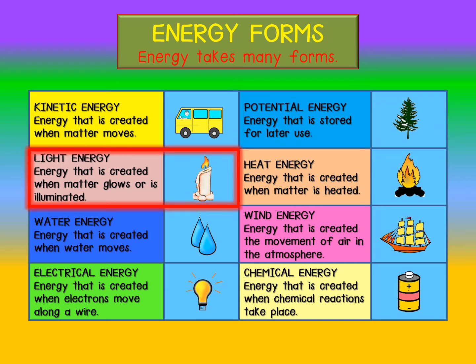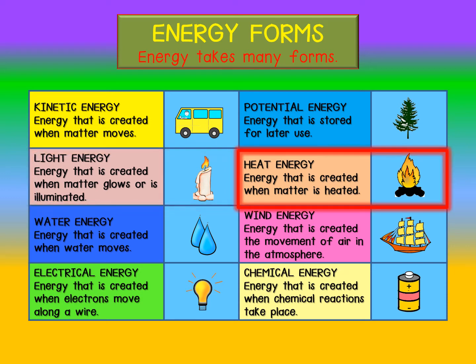Light energy is energy that is created when matter glows or is illuminated. Illuminated means that matter can glow or make light. A candle flame is a good example of light energy. Heat energy, or thermal energy, is energy that is created when matter is heated. A burning wood creates heat energy.